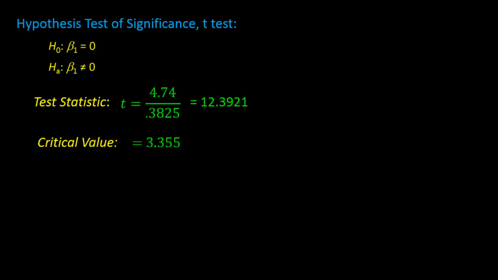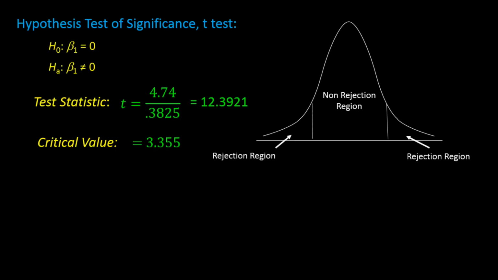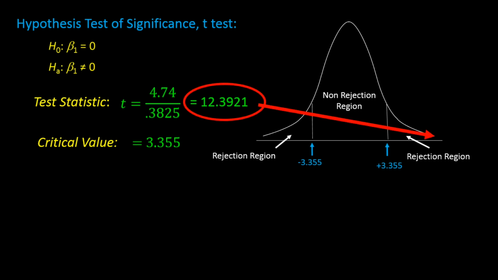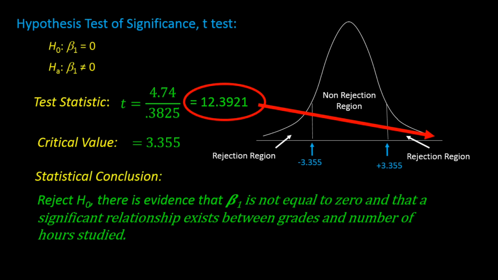So with a critical value of 3.355 and a test statistic of 12.3921, we can see, looking at the t-distribution, the critical value splits the distribution into rejection regions and non-rejection regions, and the test statistic falls around here in the rejection region. We are now ready to come to a statistical conclusion, and that, of course, would be to reject the null. There is evidence that the slope is not equal to 0, which means there is a significant relationship between grades and number of hours studied.